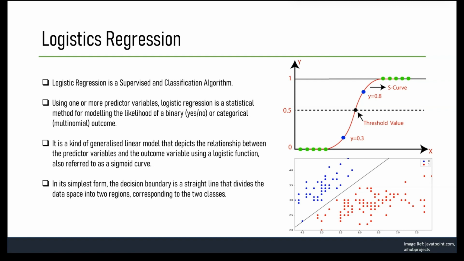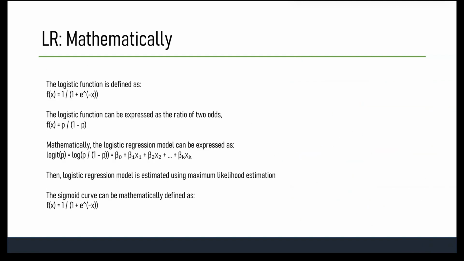So to achieve this non-linear decision boundary, we can use a technique called kernel logistic regression. This involves transforming the predictor variables into a high dimensional space using a kernel function, which can then be used to fit a linear decision boundary in the transformed space, and this results in a non-linear decision boundary in the original feature space. And that is how you can solve the problem of non-linear decision boundary.